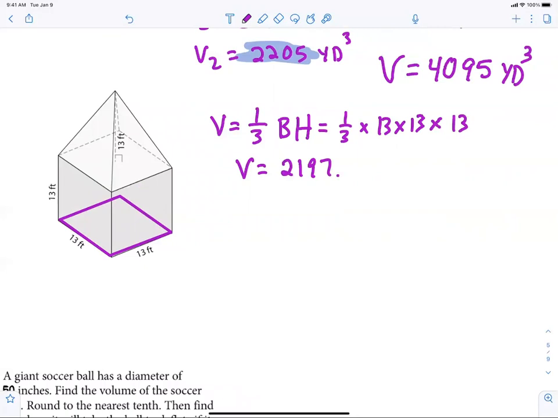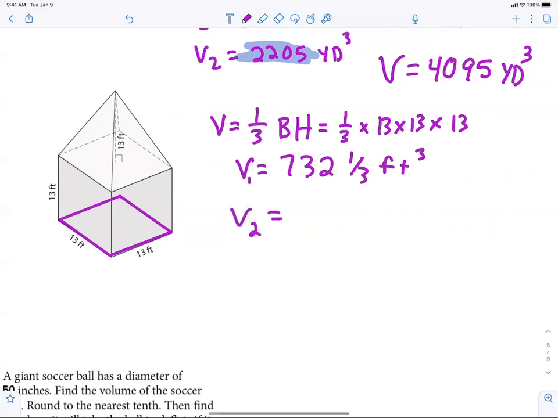13 times 13 divided by 3. 13 times 13 times 13 divided by 3. What is that? 732.33. Yeah, so 732 1/3 cubic feet. Is that what you're telling me? All right, so I think you just forgot to divide by 3, whoever told me that. Okay. So now that's volume number 1.